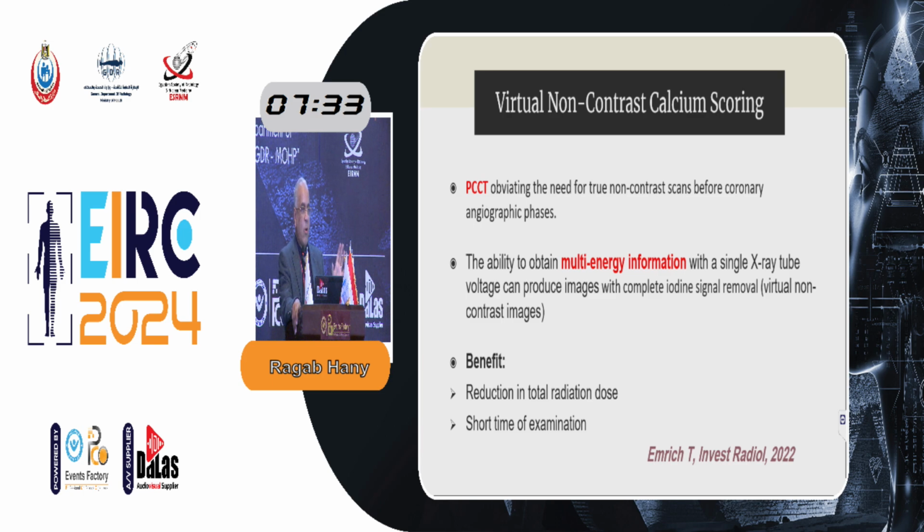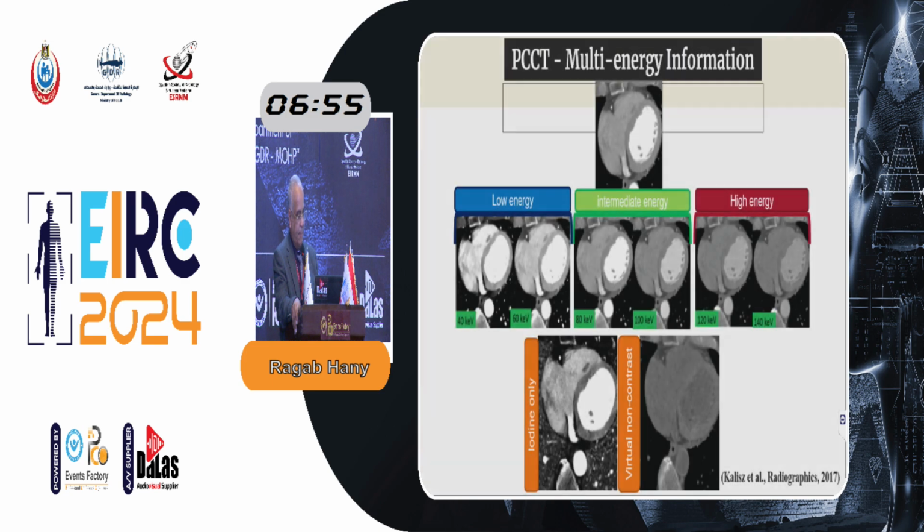Regarding the partial non-contrast calcium scoring by the photon counting CT scan, we make a coronary CT scan, and after that we can produce what is called an iodine image or iodine map, which enhances the presence of contrast. Also, we can produce what is called the virtual non-contrast calcium scoring. This will give us a reduction in the total radiation, because now we don't have a separate scan for calcium scoring that exposes the patient to radiation. So this will reduce the total radiation dose. Also, this will decrease the total time of examination.